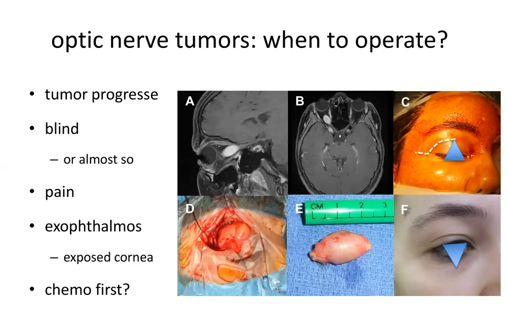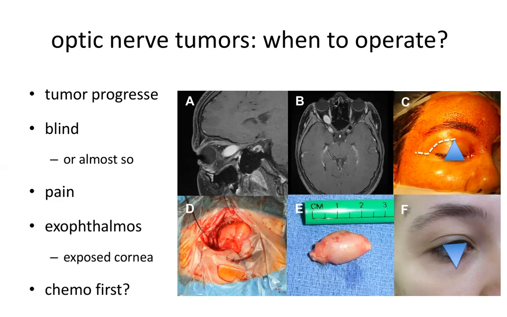Optic nerve tumors: we have to decide when we should operate. We operate when the tumor progresses, especially if the child is blind or almost blind. There is no use of keeping a vision of 1 in 20 if the child is in pain or the tumor is growing. So it's better to remove it. Another indication is when the child has pain or has exophthalmos, especially if the cornea is exposed.